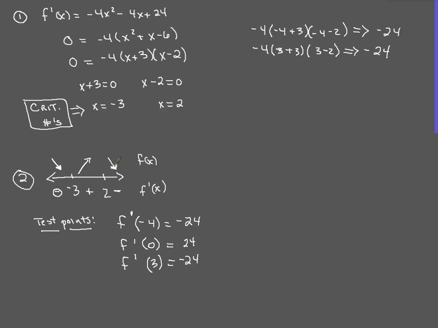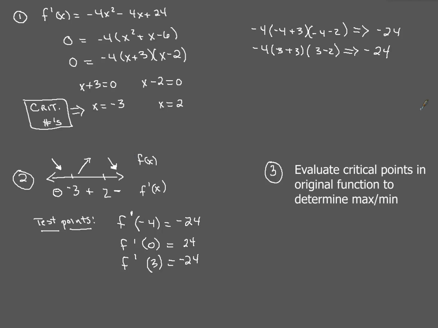All of this did, this little sign chart, helped me determine the intervals where the function's increasing and decreasing. But I need to do a little bit more than that. I also have to figure out some max and min stuff. So now what I'm going to do is evaluate the critical points, my two x values that I came up with, in the original function, to figure out if I've got a max or a min.